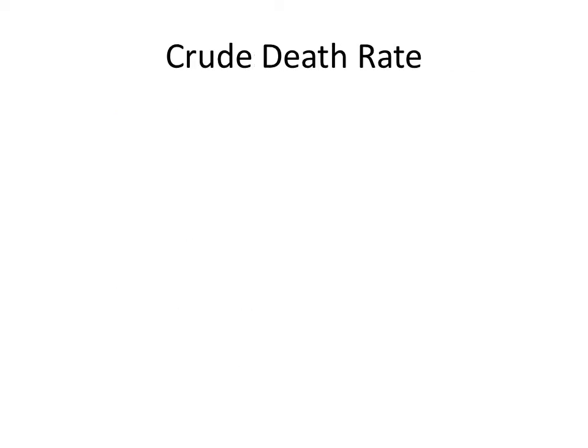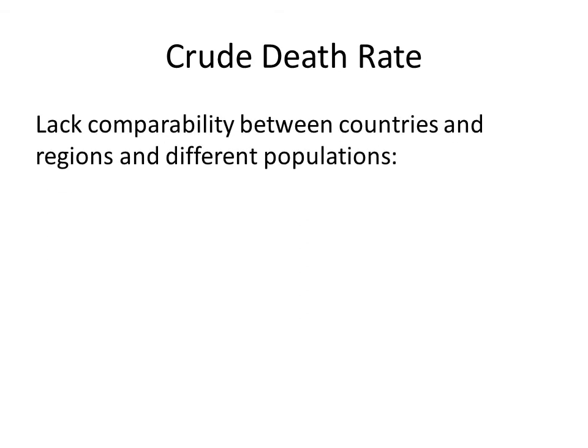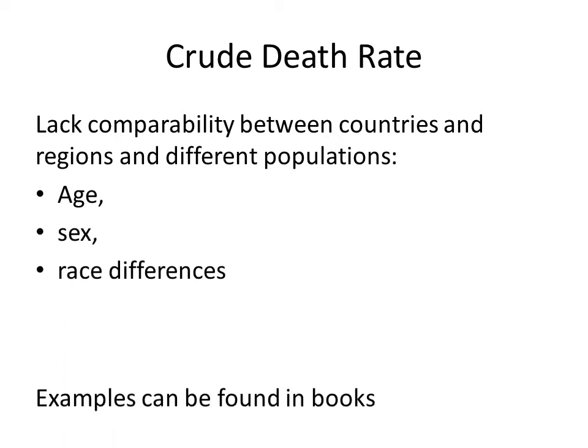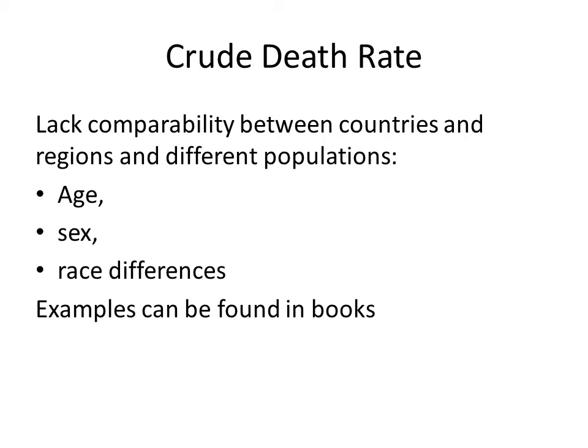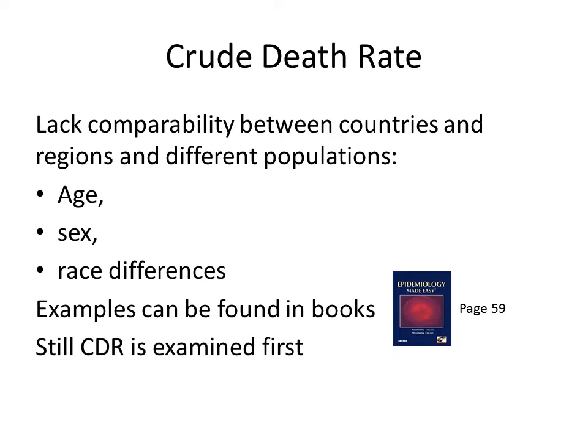Crude death rate is crude because it lacks comparability between countries which have different composition of the populations. Like Japan has a higher proportion of the elderly, whereas developing countries have a very large proportion of young individuals. And also the composition by sex and by race affects the final figure of crude death rate. How the population composition affects the death rate, good examples can be found in various books. Still, crude death rate is the first index to be examined in the study of mortality data.